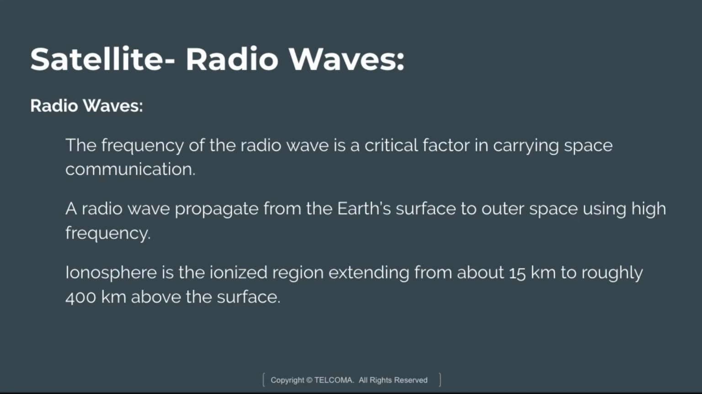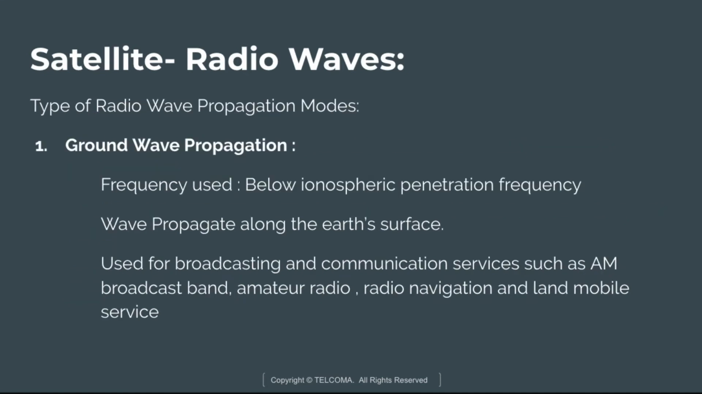So here the types of propagation. Let's discuss these. The types of radio wave propagation mode are: the first one is ground wave propagation. Here in ground wave propagation we use a frequency below the ionospheric penetration frequency, and the wave propagates along the earth's surface. It is used for broadcasting and communication services such as the AM broadcast band, amateur radio, radio navigation and land mobile services. The three components of ground wave propagation are the direct wave, the ground reflected wave and the surface wave.